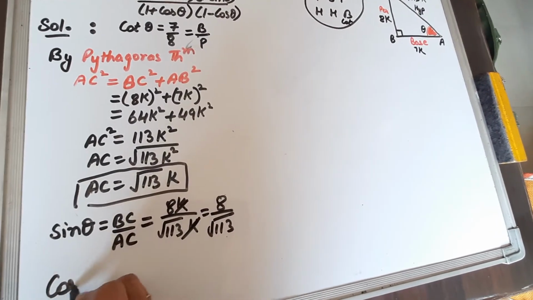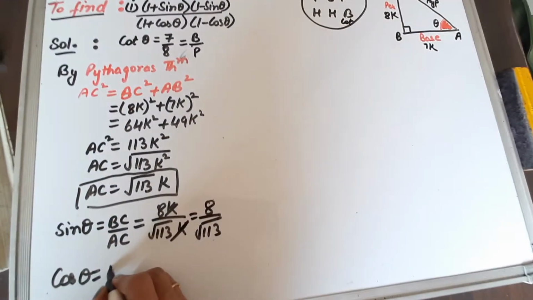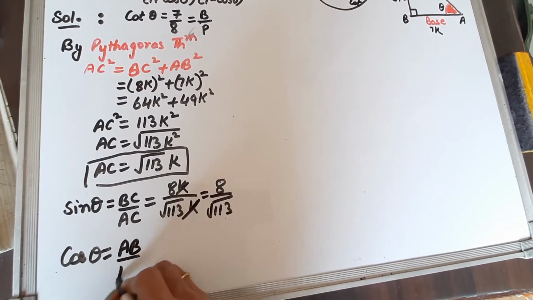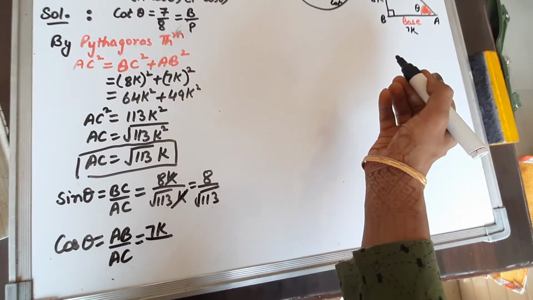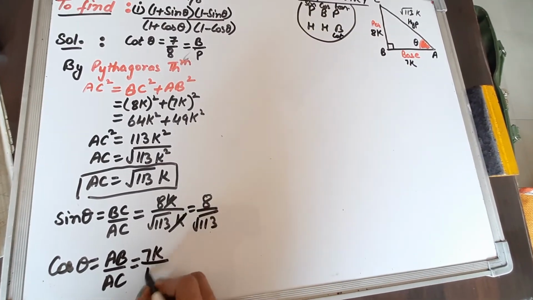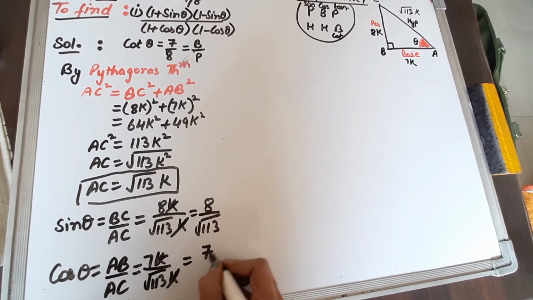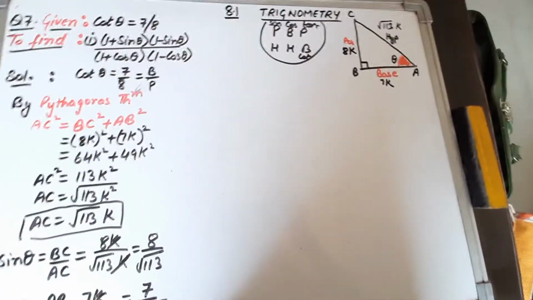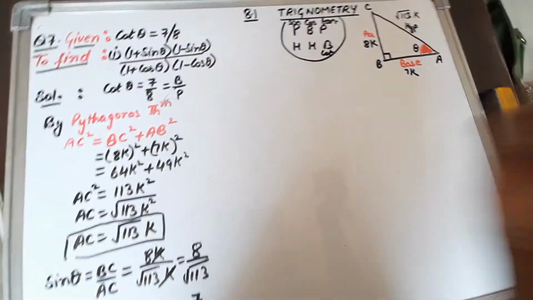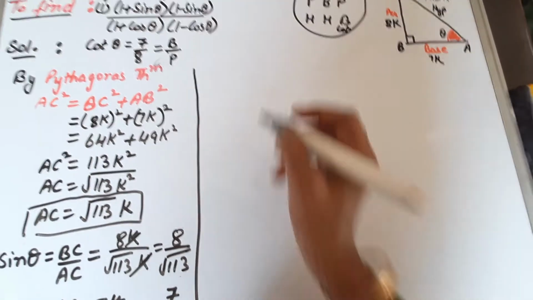Now similarly, let us find out cos. Cos is base by hypotenuse. Base is AB upon the hypotenuse AC. AB is 7k, from the figure you can see, and hypotenuse is root 113k. So the value of cos and sine will be obtained in this way. Now let us start solving it.